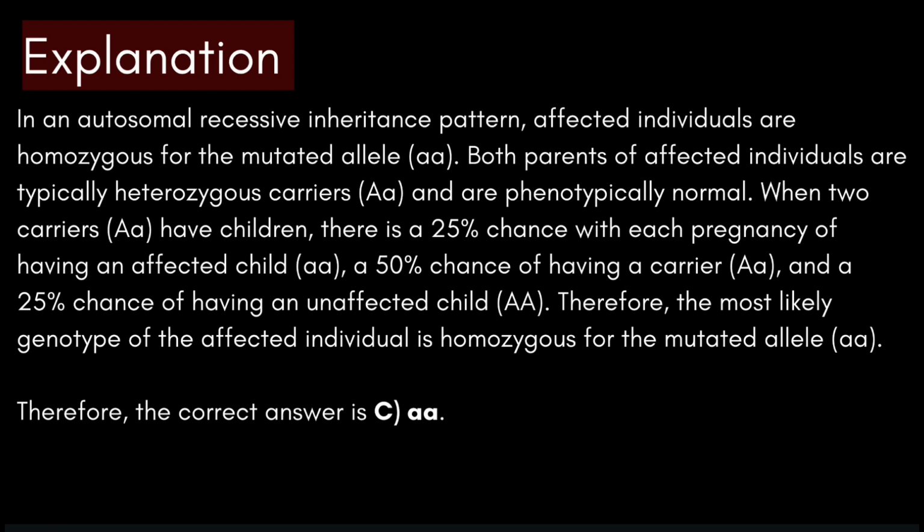little a, little a, a 50% chance of having a carrier, big A, little a, and a 25% chance of having an unaffected child, big A, big A. Therefore, the most likely genotype of the affected individual is homozygous for the mutated allele, little a, little a. Therefore, the correct answer is C, little a, little a. Moving on to see why the other answer choices are incorrect.